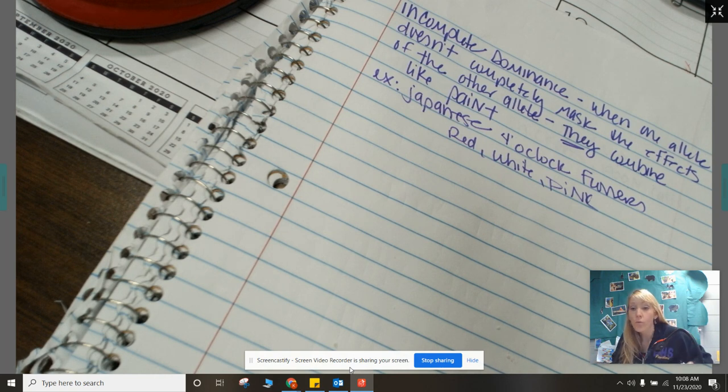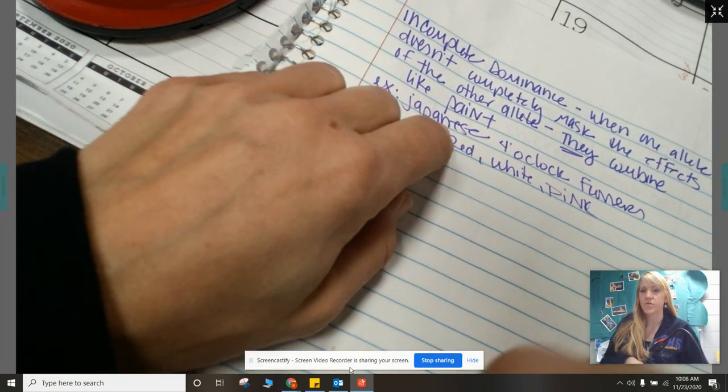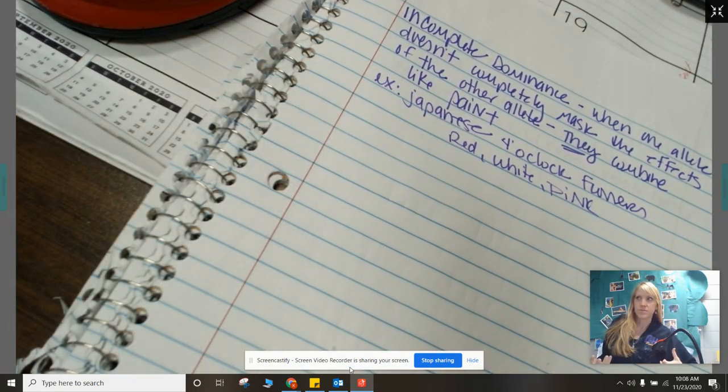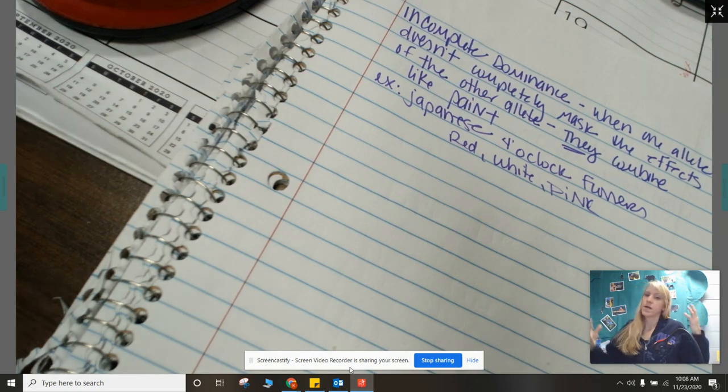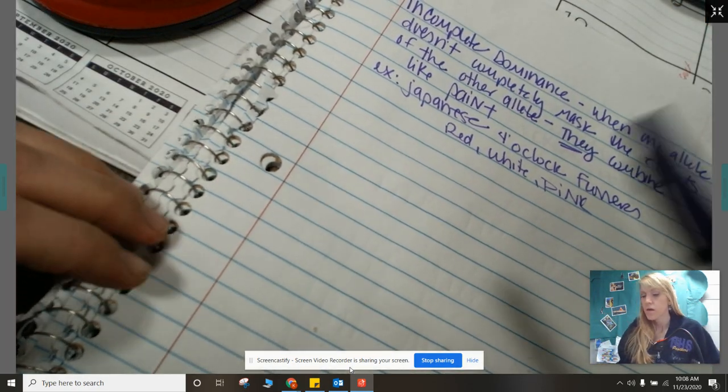Okay, so that's pink though, right? Pink is red and white mixed together. That can happen in something called Japanese 4 o'clock flowers. If you Google a picture, it's a red flower and a white flower, and then you mate them and they give you pink flowers. So we're going to talk about how that works.